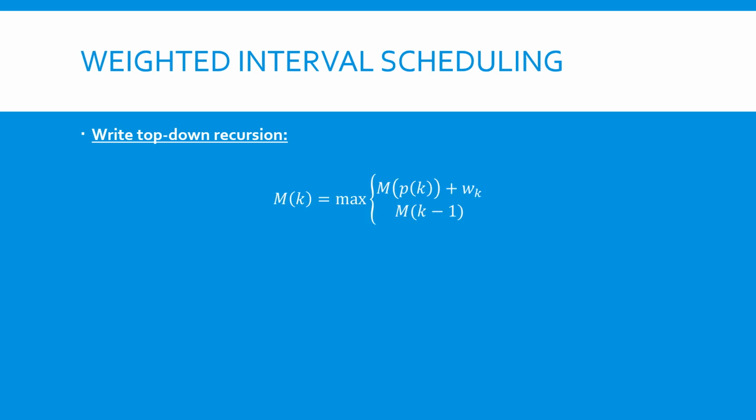Clearly, Jk is either scheduled or not scheduled. The optimal plan should correspond to the option that yields the highest total profit. Hence, Mk is simply the maximum of Mpk plus Wk and Mk-1.